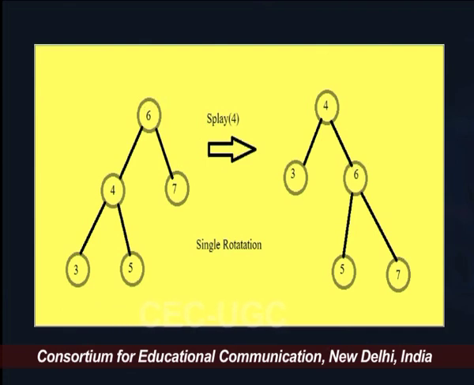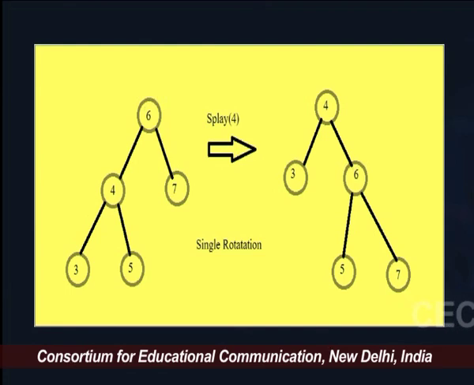We need not disturb the order of the nodes. On the left side of 4 it is 3, on the right side of 4 it is 6, and again on the left side of 6 it is 5, and on the right side it is 7. This is just a single rotation, and hence it is known as a zig rotation. You can compare this zig rotation with the single right rotation in your AVL tree, and you will immediately find the similarities.